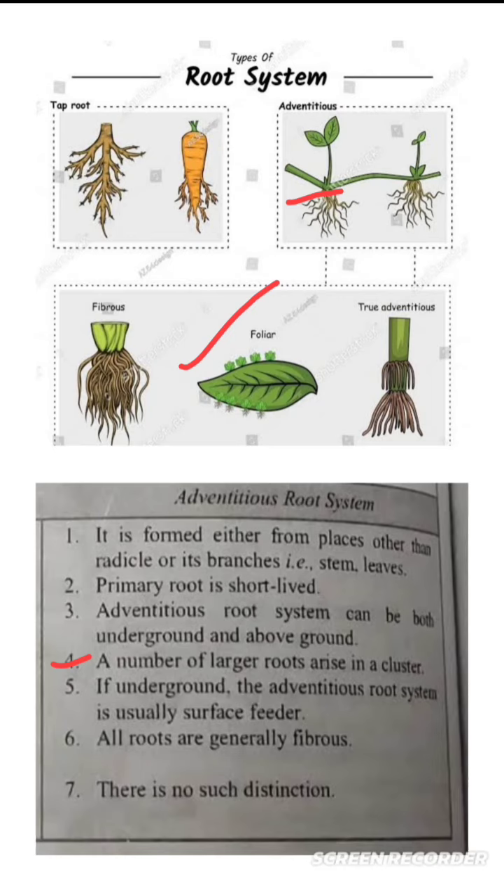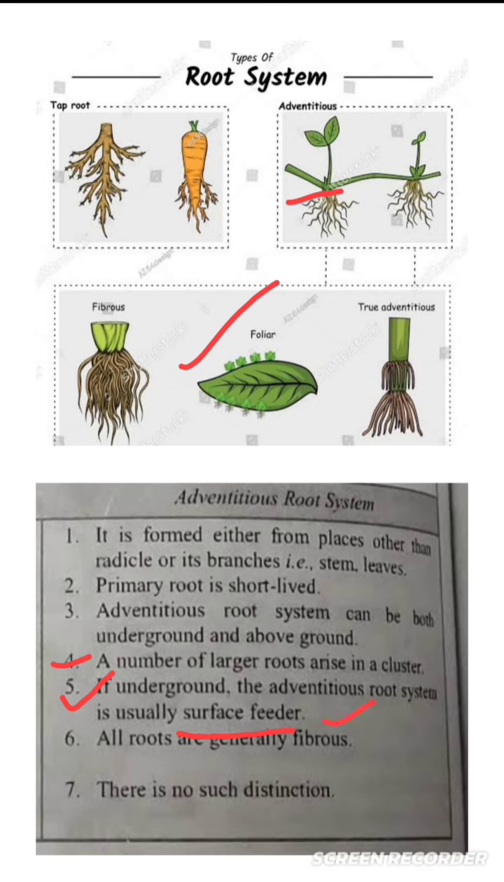Next point is, if this adventitious root system is underground, they are usually a surface feeder, which means the roots cannot penetrate deep into the soil. So they are called surface feeder.